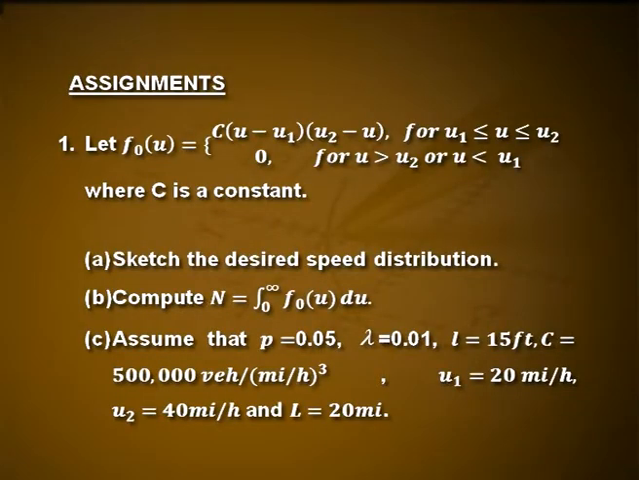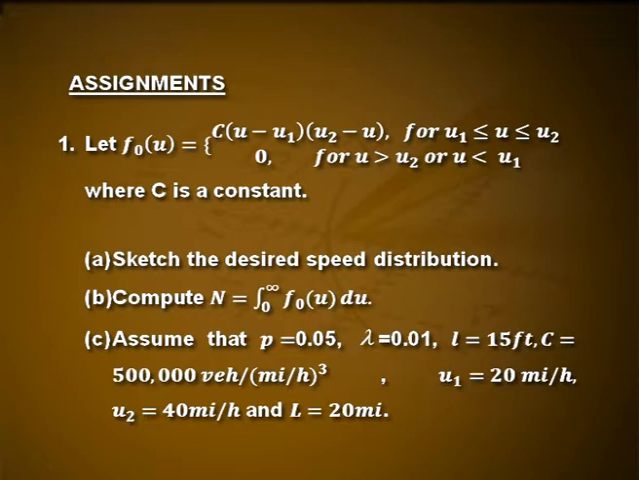First problem, let f dot u is equal to c into u minus u1 into u2 minus u for u1 less than or equal to u less than or equal to u2, and 0 for u greater than u2 or u less than u1, where c is a constant. First part, sketch the desired speed distribution. Second one, compute n is equal to integral 0 to infinity f dot u du.